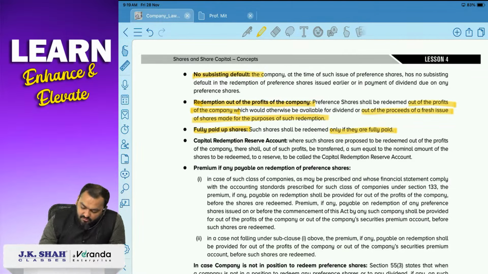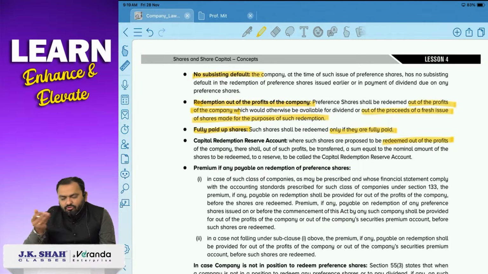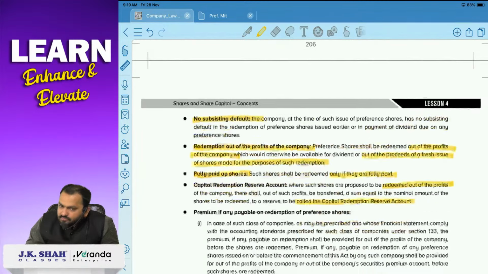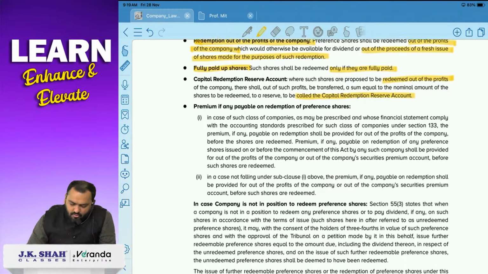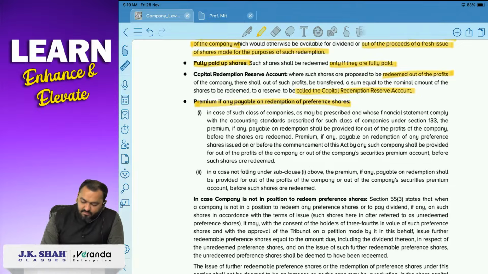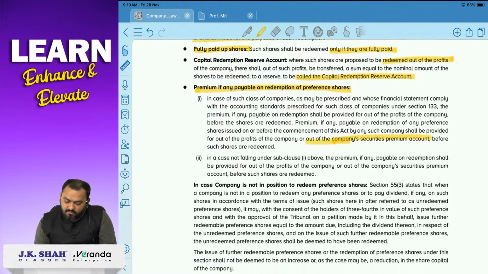Then when company wants to do redemption of preference shares out of the profits, company is required to create what account? CRR account. Can you see all the points are same as our notes? Everything will get connected. First read that, then read this module. Then if you are doing it at premium, the premium amount can be payable out of securities premium account.